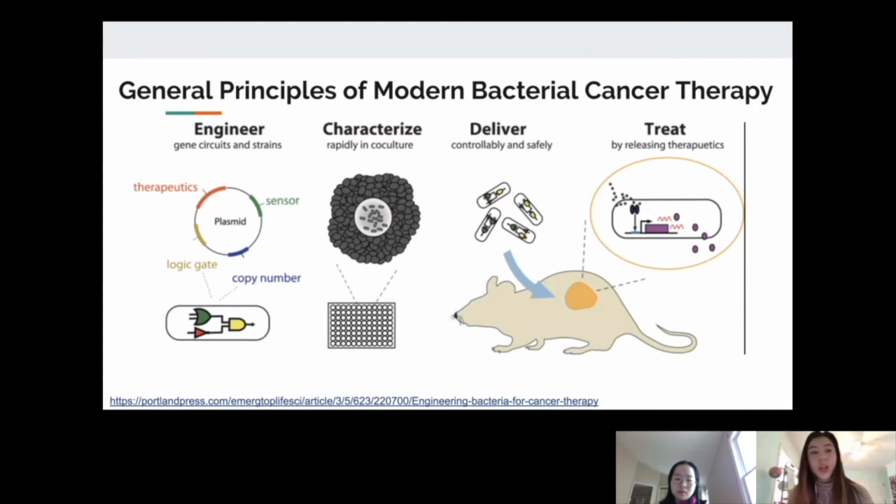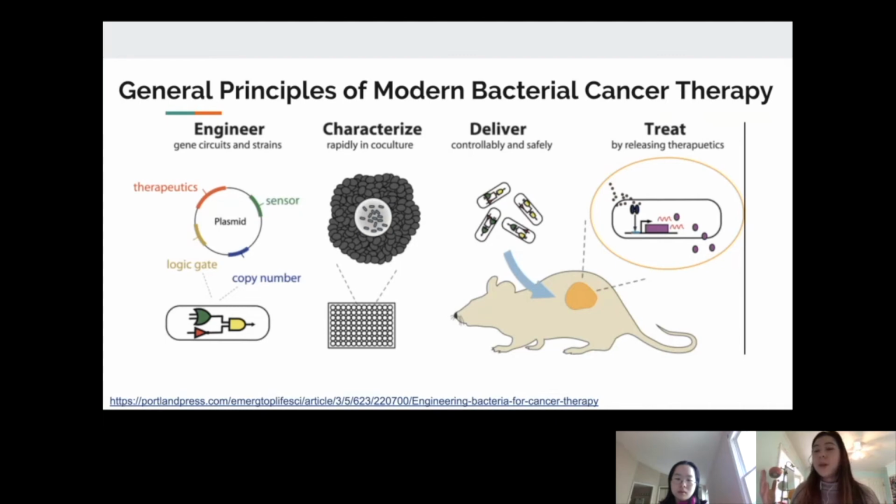So there is a general principle of modern bacterial cancer therapy. There's obviously a large advantage of using this bacterial therapy, and that is that it allows for a reduction of toxicity associated with systemic drug delivery. So when we think about systemic drug delivery, we can think about chemotherapy.